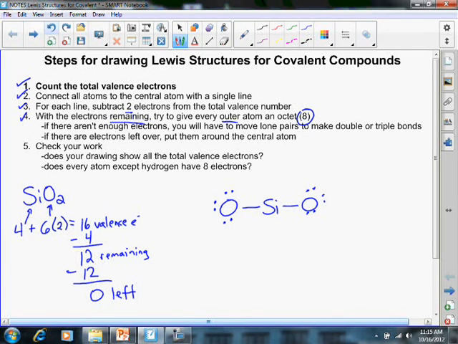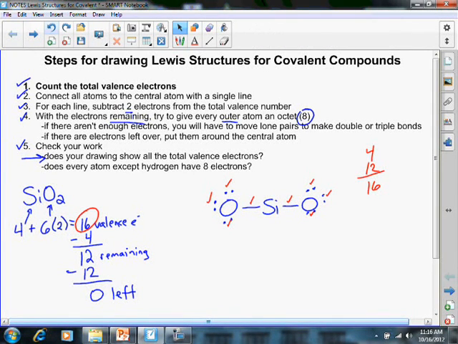And let's check our work then. Does our drawing show all 16 valence electrons? Let's count them. There's 2 in that bond, plus 2 in that bond, that's 4, plus the lone electrons, 2, 4, 6, 8, 10, 12, for a total of 16, which matches our total valence electrons. So yes, we have all the total valence electrons shown in our drawing.